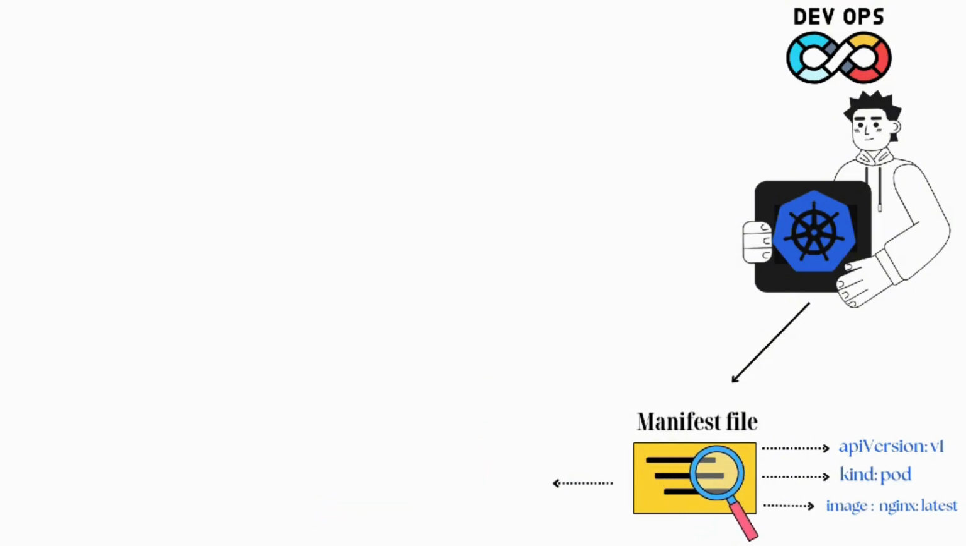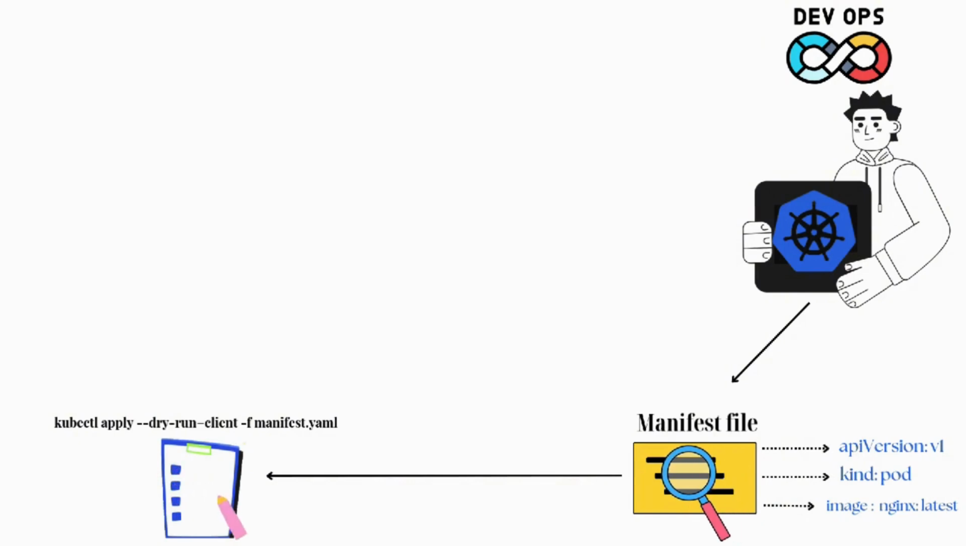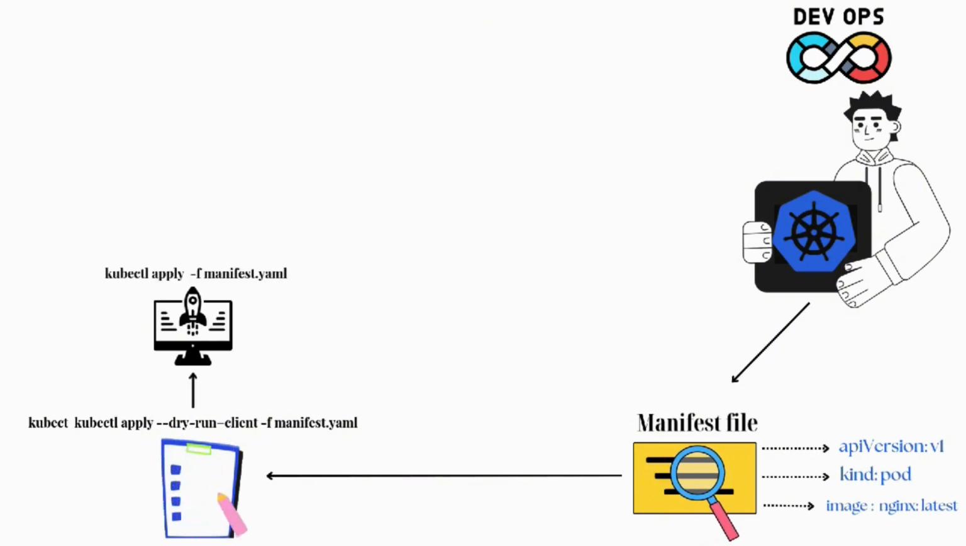Once the manifest is ready, I'll validate it to catch any errors before deployment. I usually achieve this by running a dry run with the command kubectl apply --dry-run=client -f and then the manifest file name. This step simulates the application of the manifest without making changes to the cluster, allowing me to identify any potential issues in advance. Once it's validated, I'll deploy the pod using kubectl apply -f and then the manifest file name. Kubernetes will take care of creating or updating the pods to match the desired state described in my manifest.